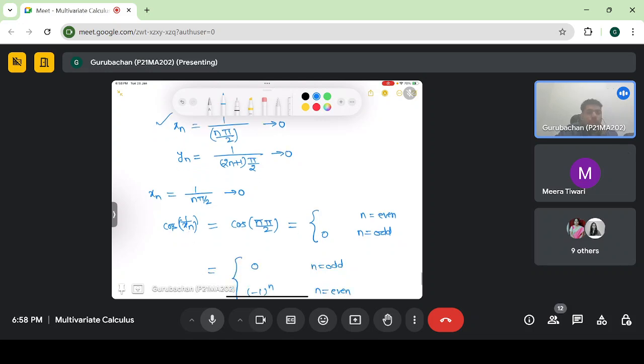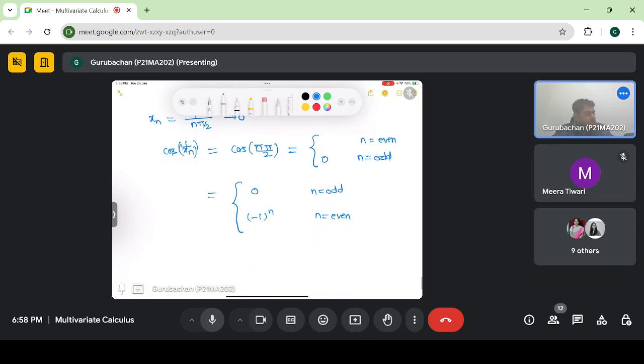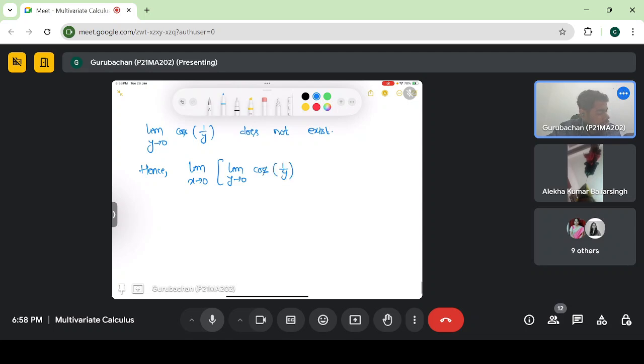Clearly, this sequence tends to 0, but while applying it on cos 1 by xn, it is varying. Sometimes it comes out 0, sometimes minus 1, sometimes 1. So we can say that limit y tending to 0 of cos 1 by y does not exist. And on this behalf, can we say that hence limit x tending to 0, limit y tending to 0 cos 1 by y.